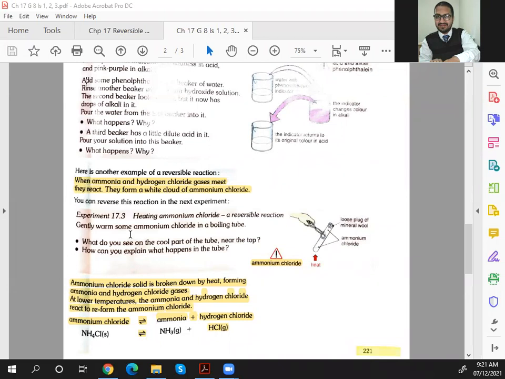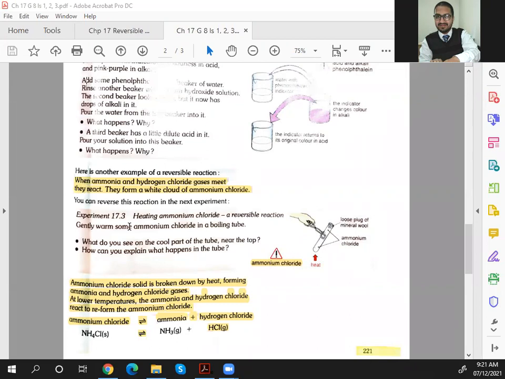Okay. Experiment 17.3. Heating ammonium chloride. A reversible reaction. Gently warm some ammonium chloride in a boiling tube. You can see here, it's telling you gently warm, not quickly heat.